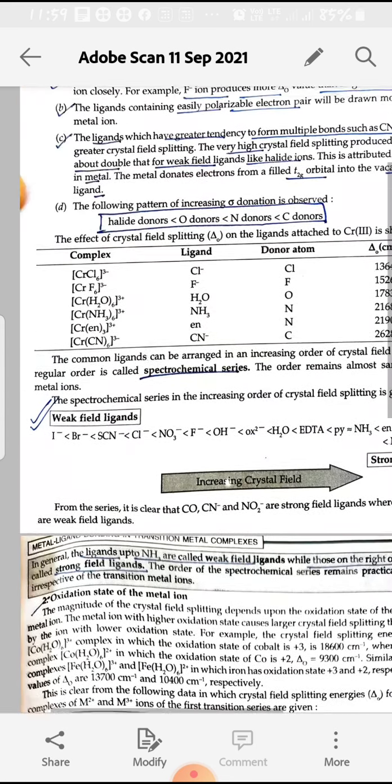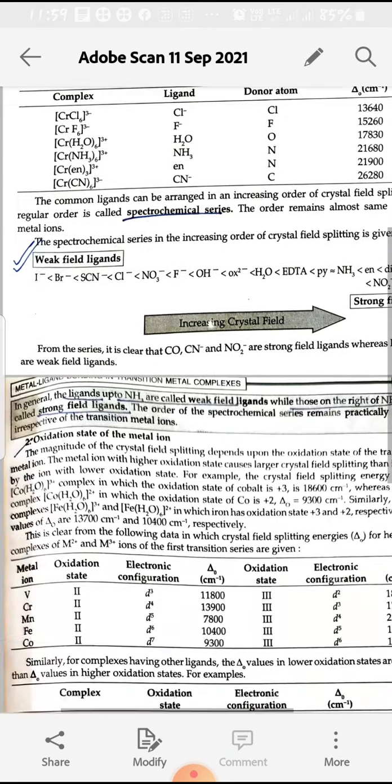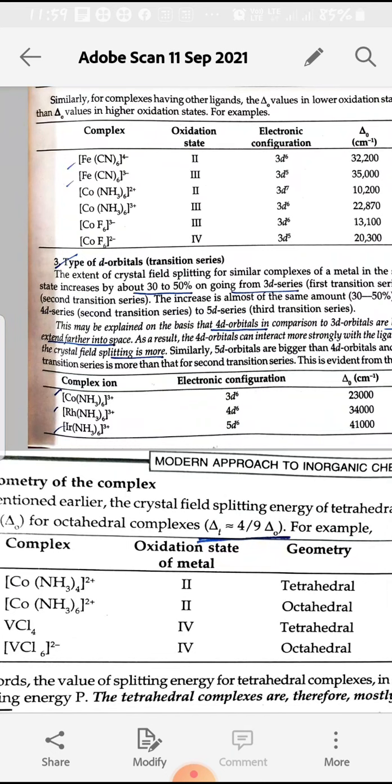So all these are the 4 factors which affect the magnitude of crystal field splitting. All these are topics in metal ligand bonding in transition metal complexes.